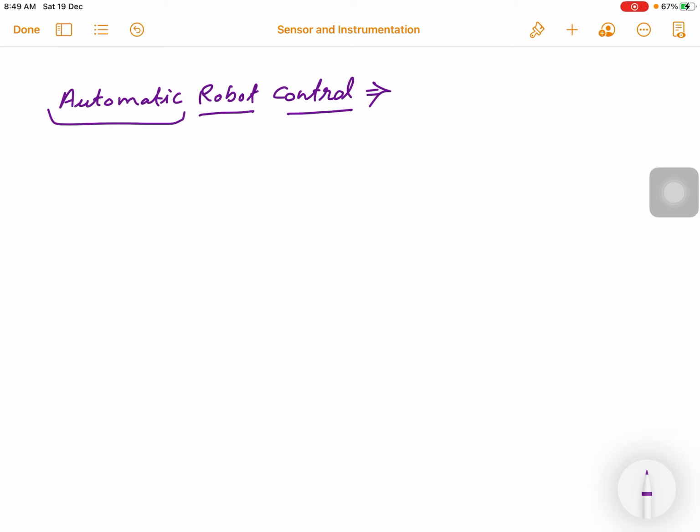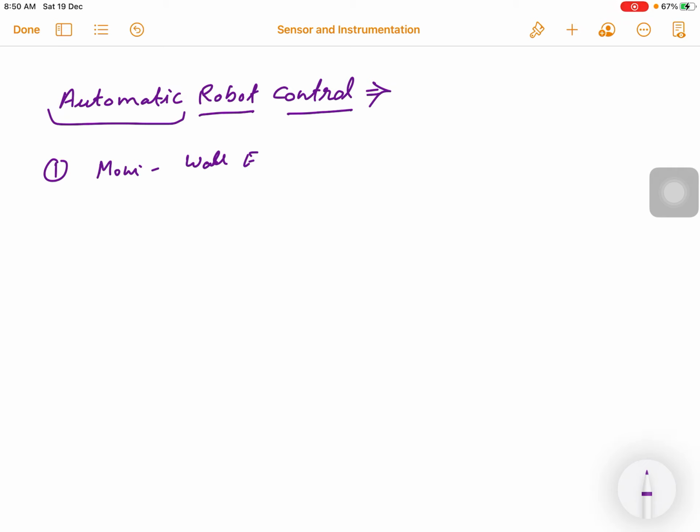Because if I talk about this, I think most of you have seen this movie Wall-E. I am just taking one example, because this movie is very popular. In this movie, there is a small robot, which performs tasks automatically and communicates with others. So, device to device communication over there, robot to robot communication over there, robot to human communication over there. So, this is the best example of this automatic robot control.